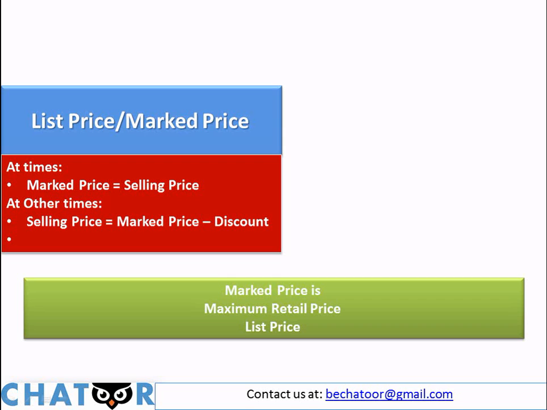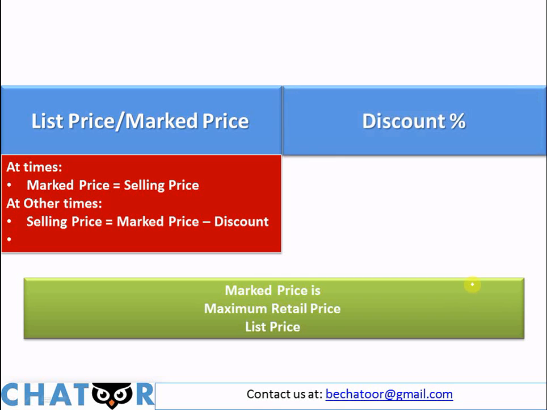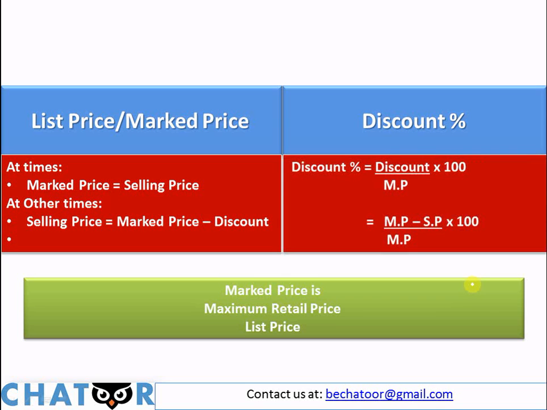So at times the marked price is equal to selling price, at other times selling price is equal to marked price minus discount. What is discount percentage? Discount percentage is equal to discount upon marked price into 100, which is nothing but marked price minus selling price upon marked price into 100.